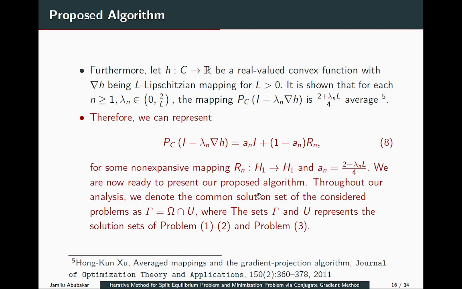So we can see that this mapping can be written as an averaged mapping. And here we suppose that the common solution set is non-empty and is given by this, which is the intersection of the solution of the split equilibrium problem and the solution of the minimization problem here.